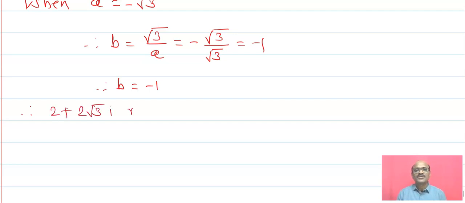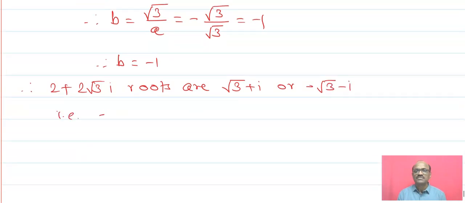Two plus 2 root 3i, the roots are root 3 plus i and minus root 3 minus i, that is plus or minus root 3 plus i. These are the roots.